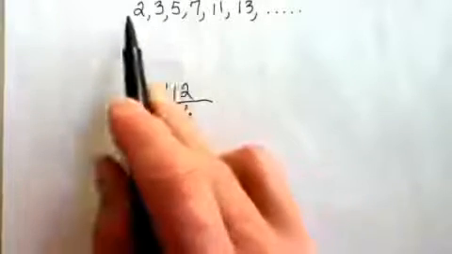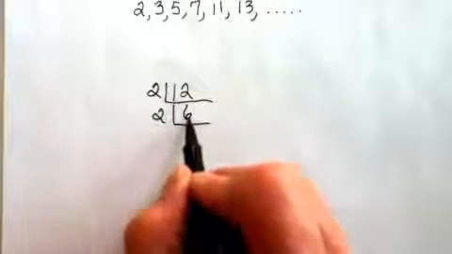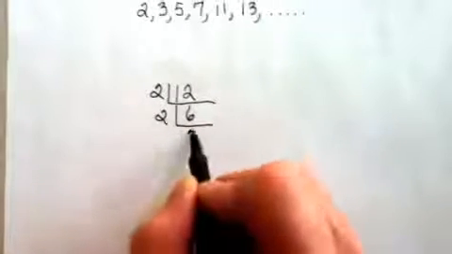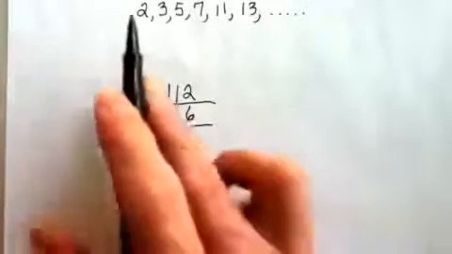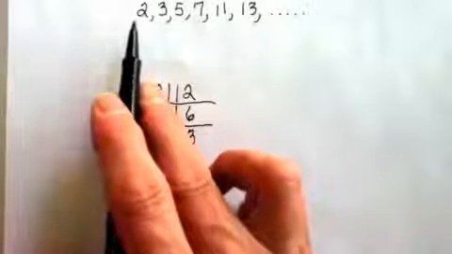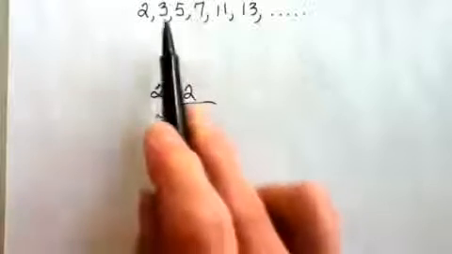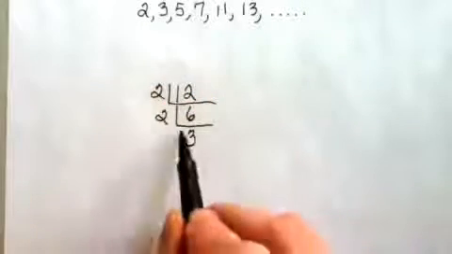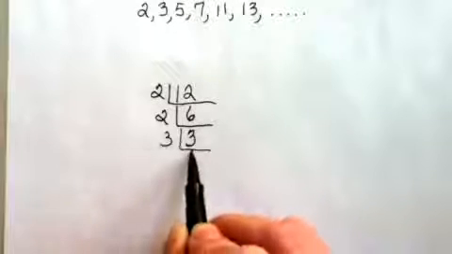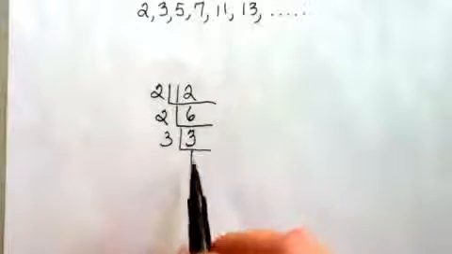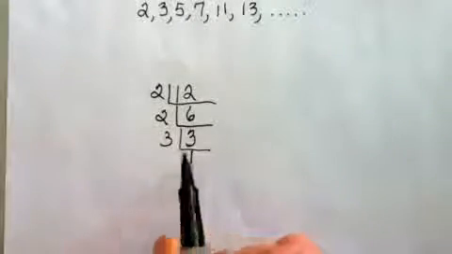Does 6 divide by 2? Yes, it does. 6 divided by 2 is 3. Does 3 divide by 2? No, it does not. So now I go to my next prime number. Does 3 divide by 3? Yes, it does. 3 divided by 3 is 1. And when you've reached an answer of 1, we know we have completed our problem.